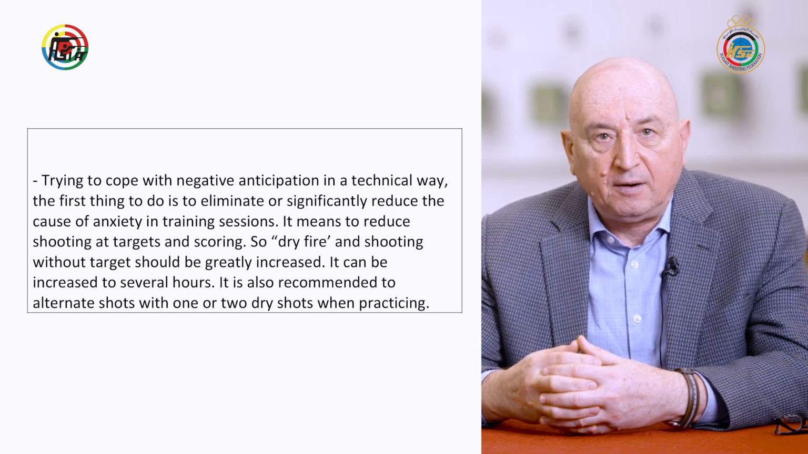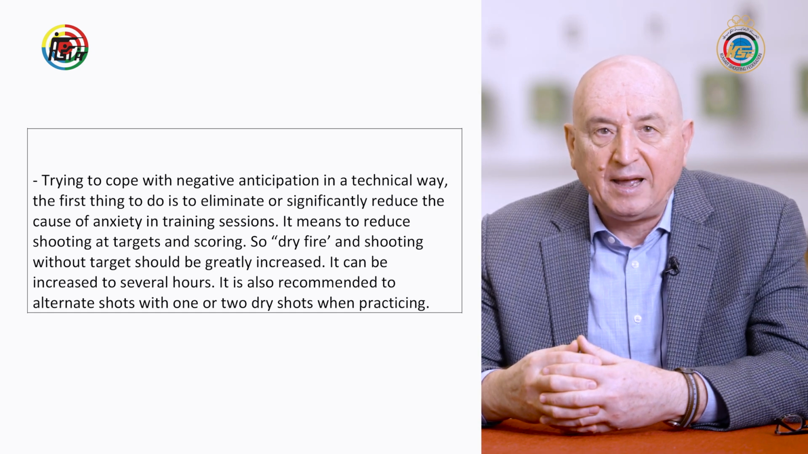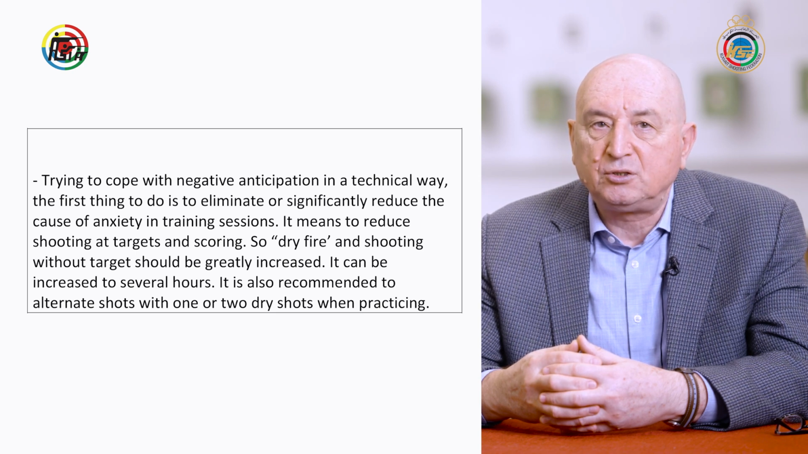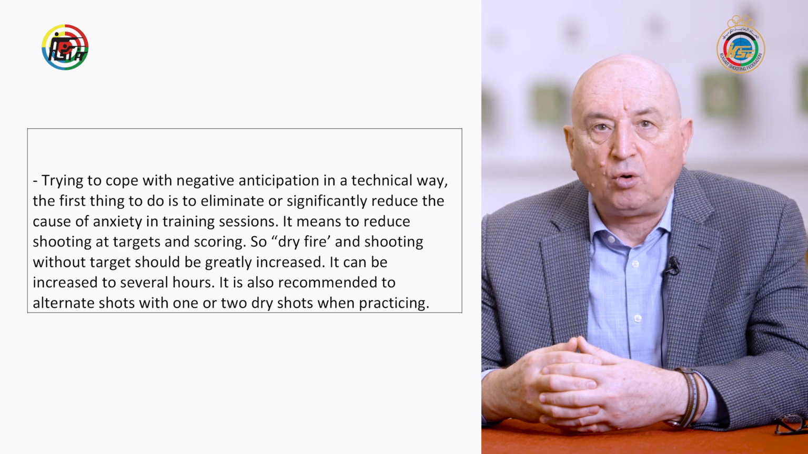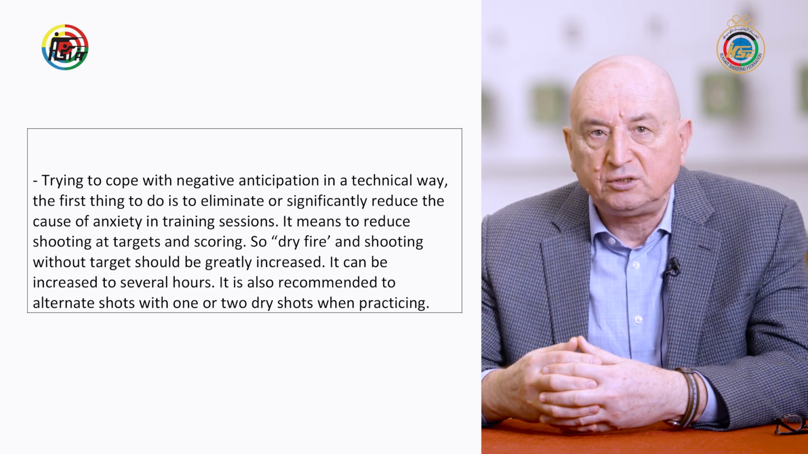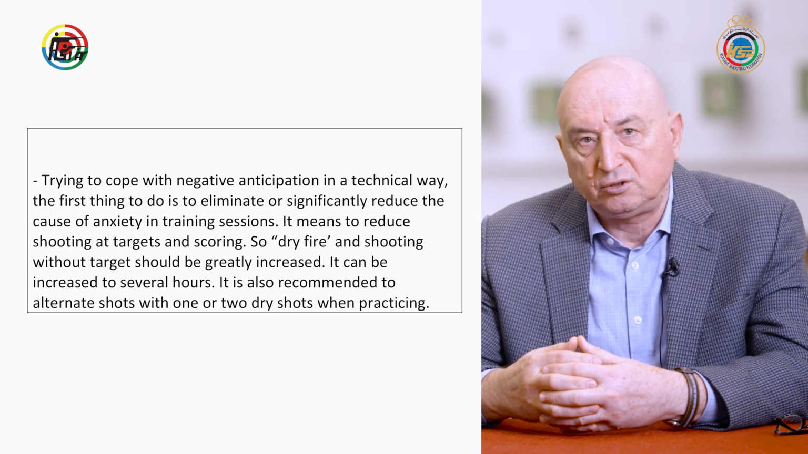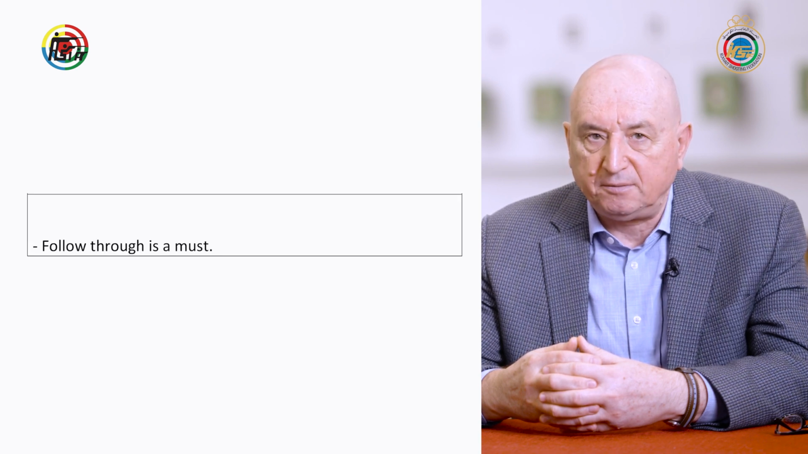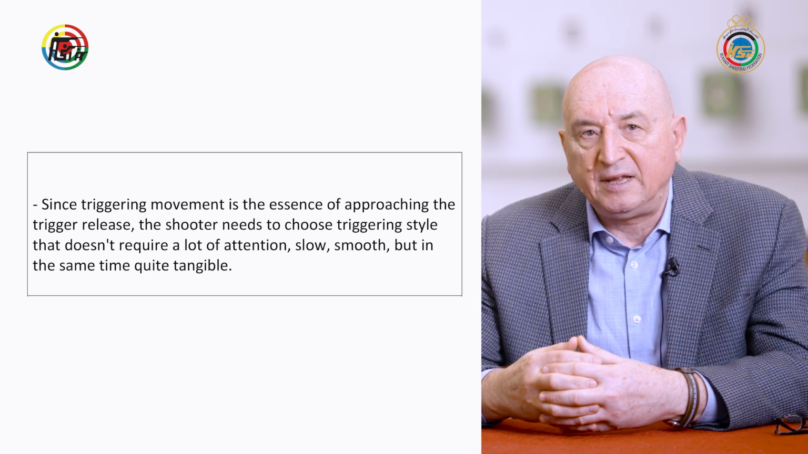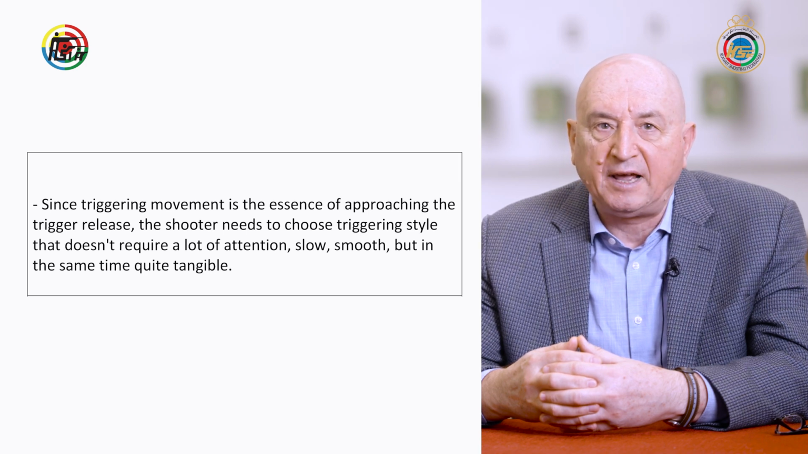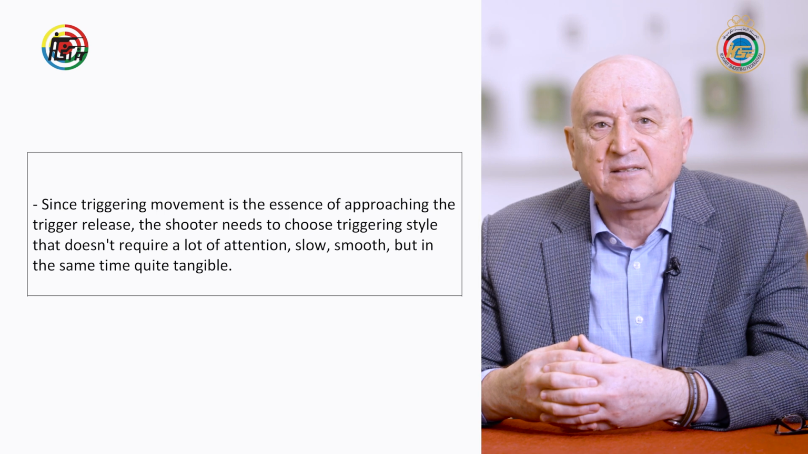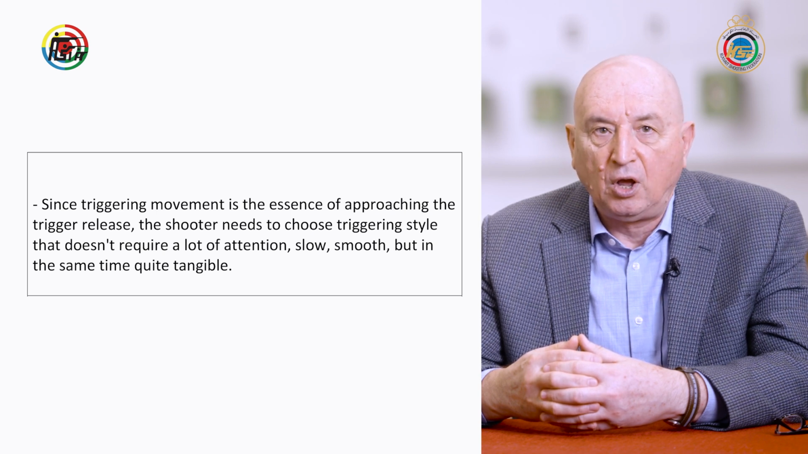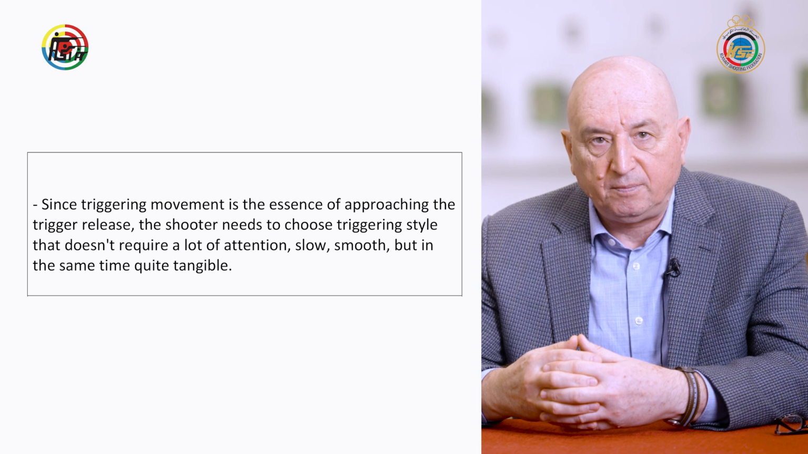So dry fire and shooting without a target should be greatly increased. It can be increased to several hours. It is also recommended to alternate shots with one or two dry shots when practicing. Follow through is a must. Since the triggering movement is the essence of approaching the trigger release, the shooter needs to choose a triggering style that doesn't require a lot of attention. Slow, smooth, but at the same time quite tangible.